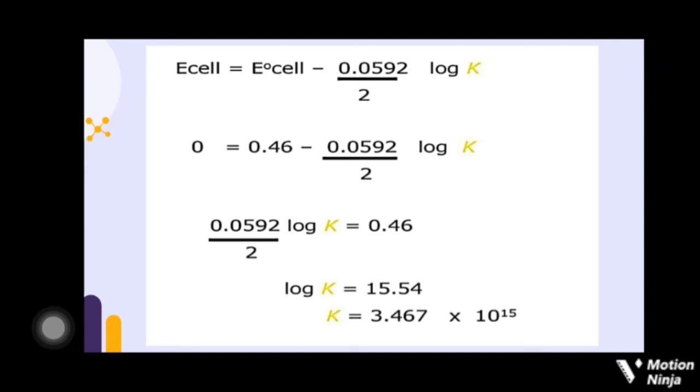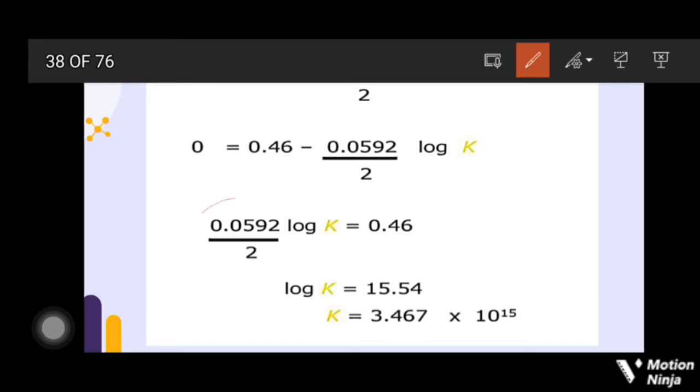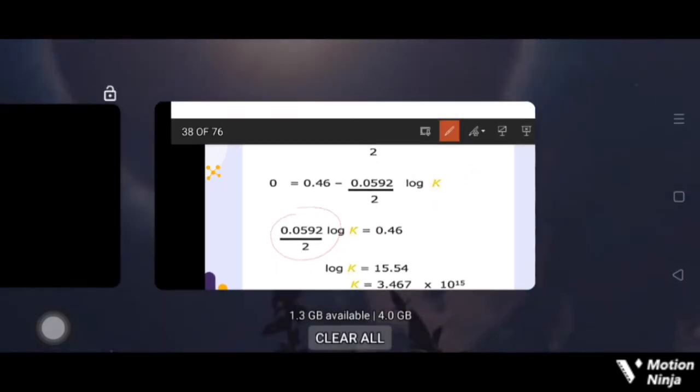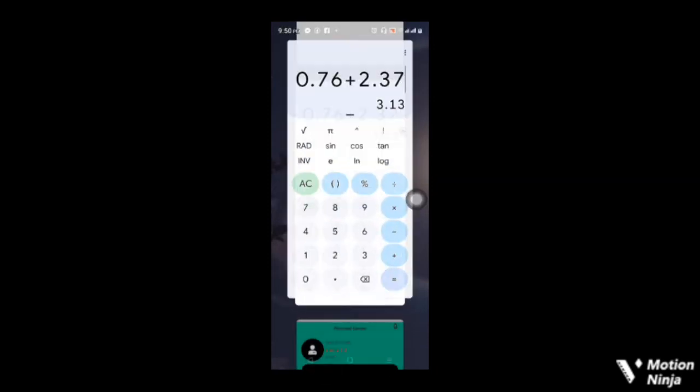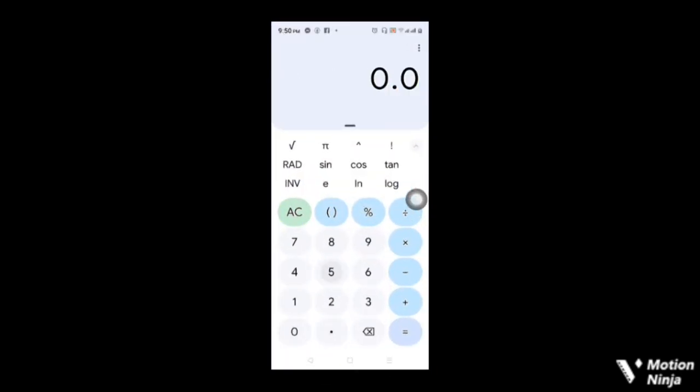After that, you need to divide 2 by 0.0592. So you will be having 33.78.